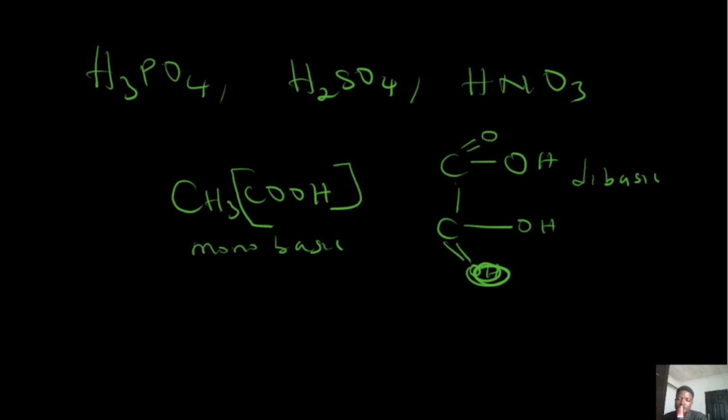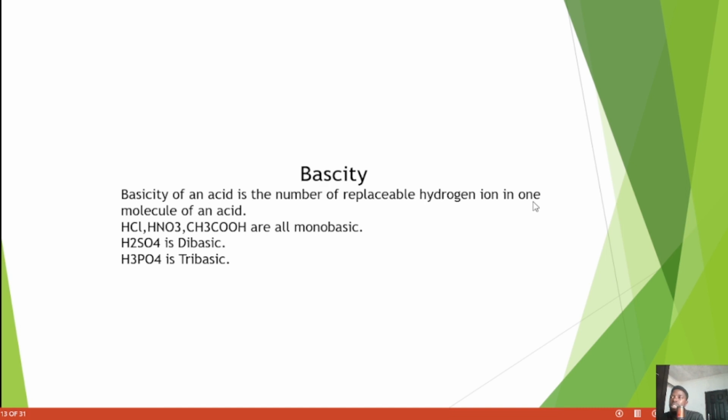Okay, with that said, we also have acidity, which is the opposite of basicity. Acidity is simply the number of hydroxyl ions that can be replaced in a particular base. Just as basicity is the number of replaceable hydrogen ions, acidity is the number of replaceable hydroxyl ions.